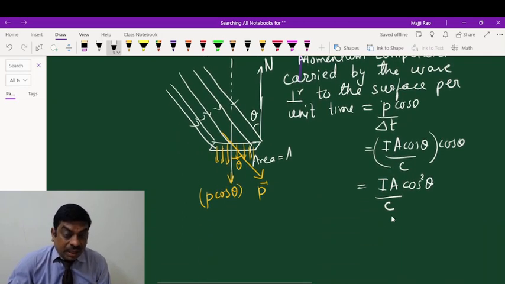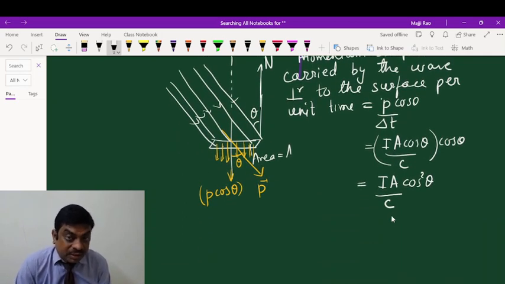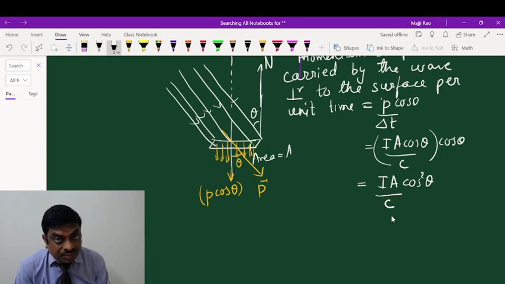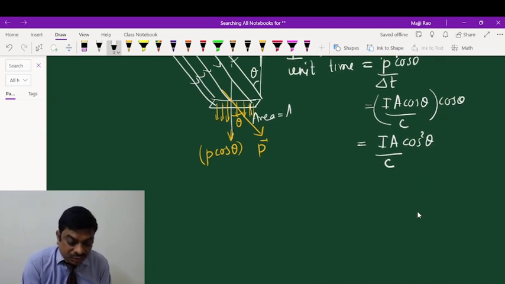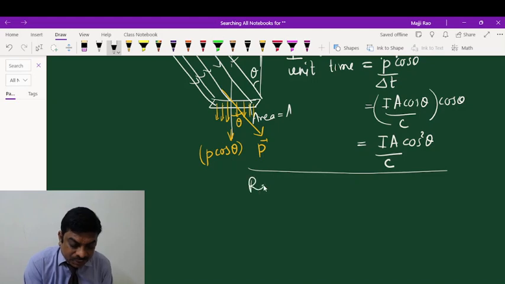If it is perfectly absorbing, then this will be the rate of change of momentum. If it is perfectly reflecting, then twice of this will be the rate of change of momentum. And if it is partially reflecting, then we know the rate of change of momentum will be this multiplied by 1 plus r. So finally I can write rate of change in momentum.